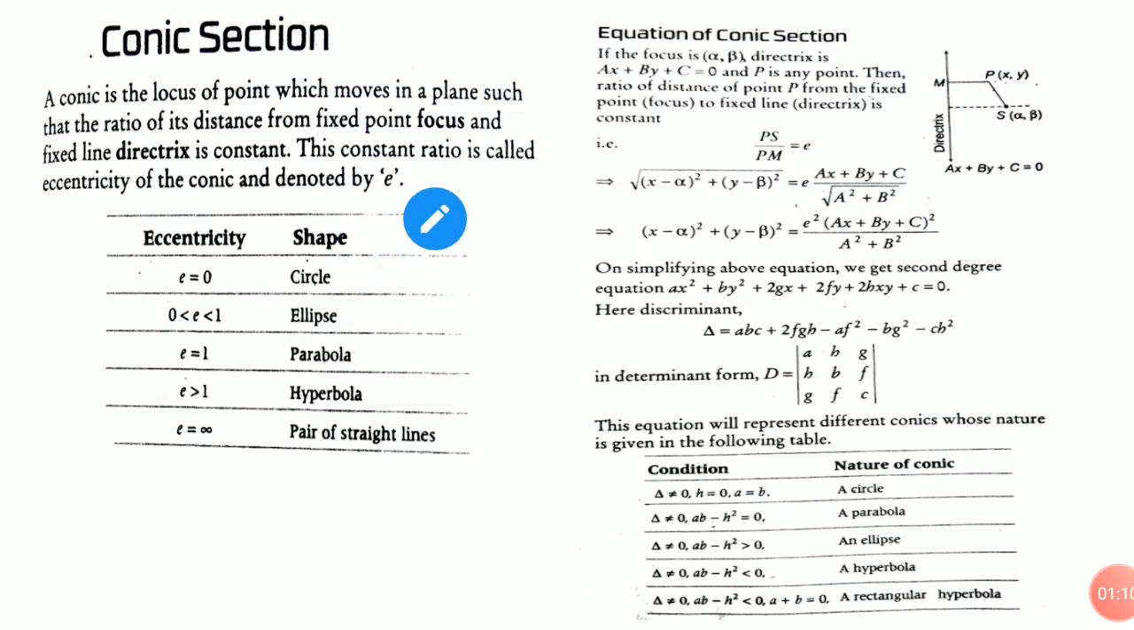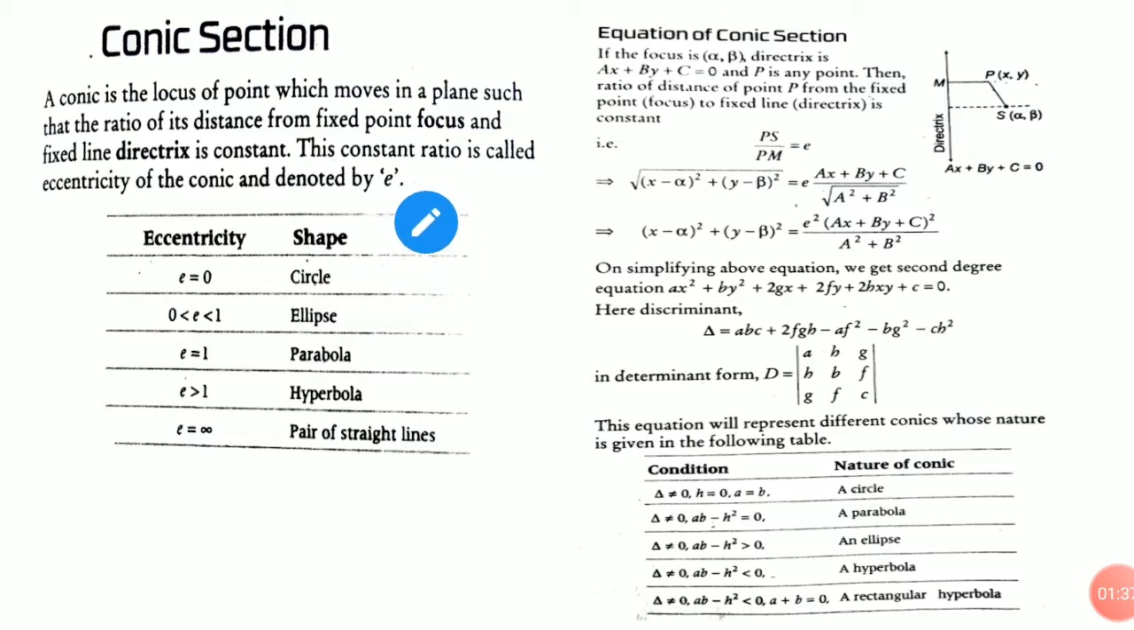So that is eccentricity. You have to identify the shape, and it depends on eccentricity. And what is eccentricity? It is the ratio of distances from a fixed point, which is called the focus, and a fixed line, which is called the directrix. I have already explained all that in my previous video on conic section. Watch that video and you will understand.